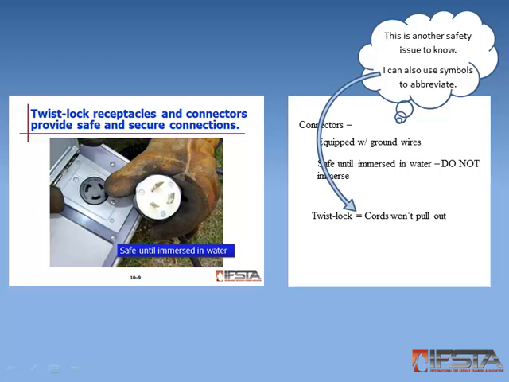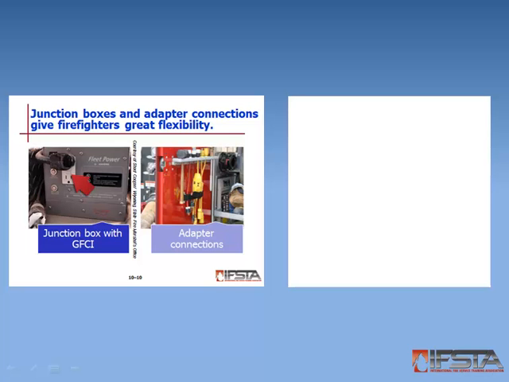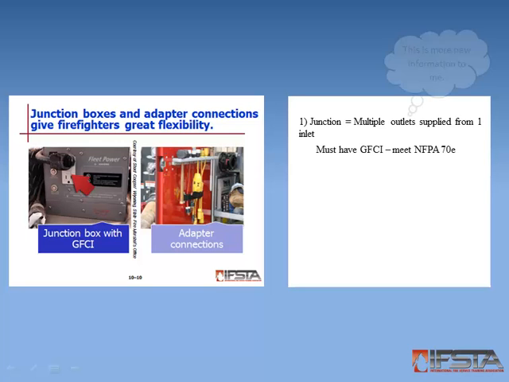Junction boxes. These junction boxes provide for multiple outlets or connectors supplied through one inlet from the power source. That way you can use this junction box to equip different lighting and power equipment that you may need for extrication. All outlets must be equipped with ground fault circuit interrupter devices which meet the requirements of NFPA 70E. Adapter connections are used to permit different types of plugs and receptacles to be connected together.